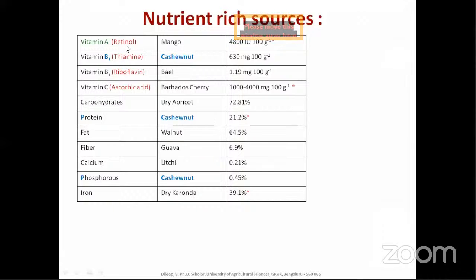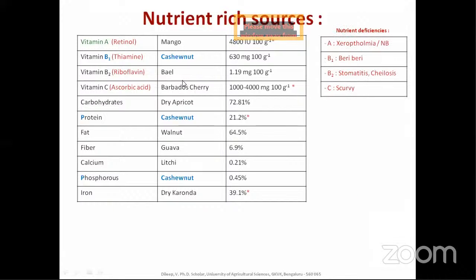Some of the crops are richer in 1 or 2 other major nutrients, like cashew nut is rich in vitamin B1 and protein and also phosphorus. So you can group it easily, and hence you can remember it very well. And here I also mentioned the other names of these things: vitamin A, retinol, vitamin B1, B2, vitamin C. Similarly, the other vitamins, and also the nutrient deficiencies.